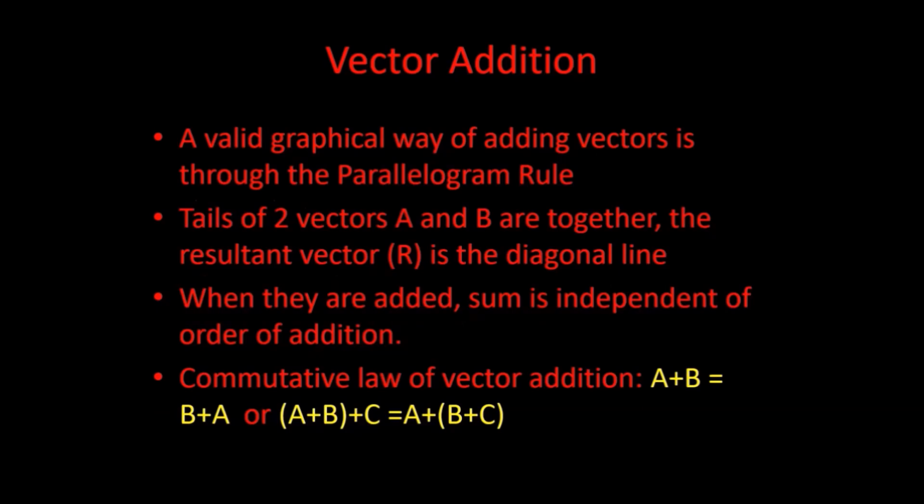When we're looking at vectors, vectors are always added in a commutative fashion. In this particular case, what we're saying is A plus B here would be B plus A. Or if we take A and add it to B, which add it to C, then A plus B plus C is the same as A plus B plus C.